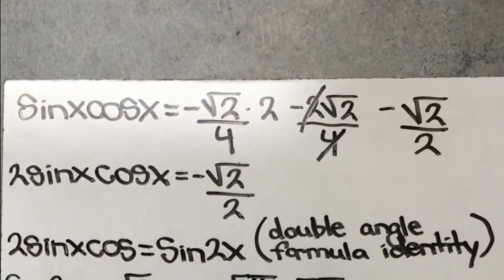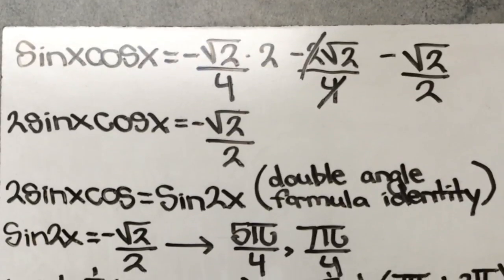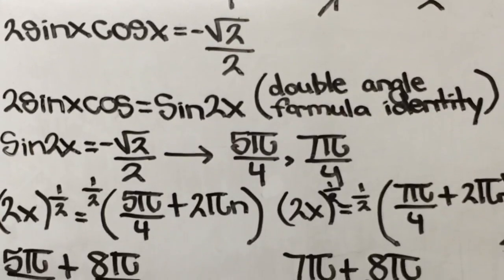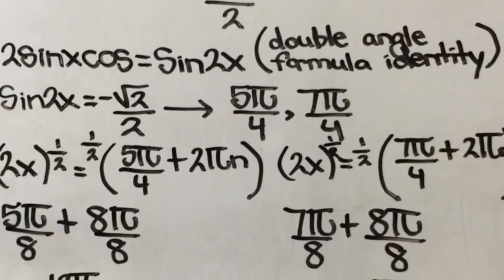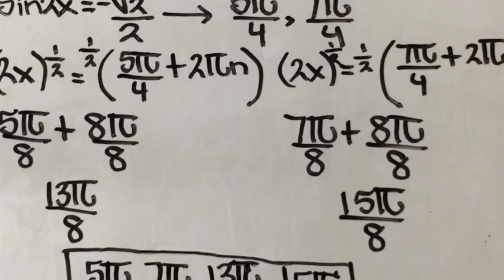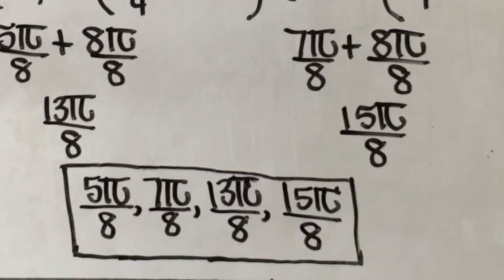Multiply both sides of the equation by 2. Simplify the fraction on the right side of the equation. Use the double angle formula to simplify the left side of the equation. Look for the two angles on the unit circle that equal the negative square root of 2 over 2. Write two new equations. Add the fractions with like denominators.